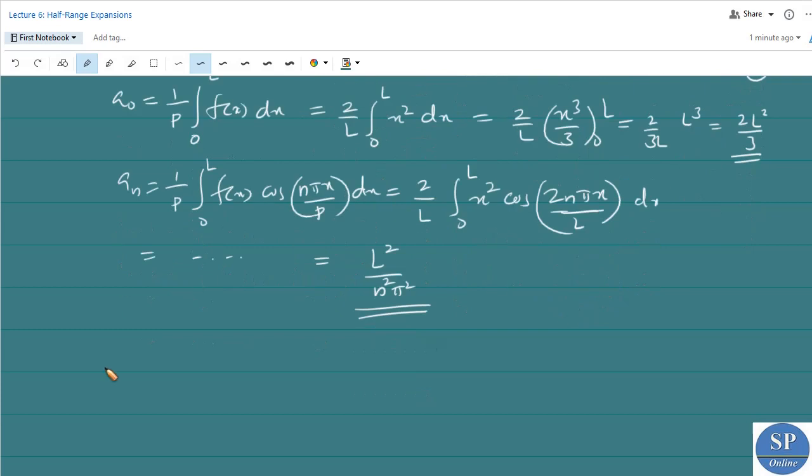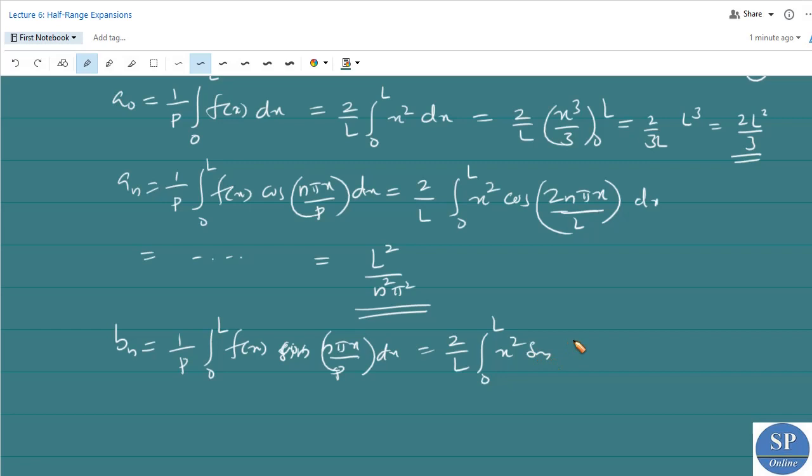In a similar way, we can obtain Bn also. Bn is 1 by P into integral 0 to L f of x into sin n pi x by P dx, which is equal to 2 by L into integral 0 to L x square into sin 2n pi x by L dx. Here the coefficient is 2n pi by L. You can also verify that after performing this integral, we will get the value of Bn as minus L square by n pi.